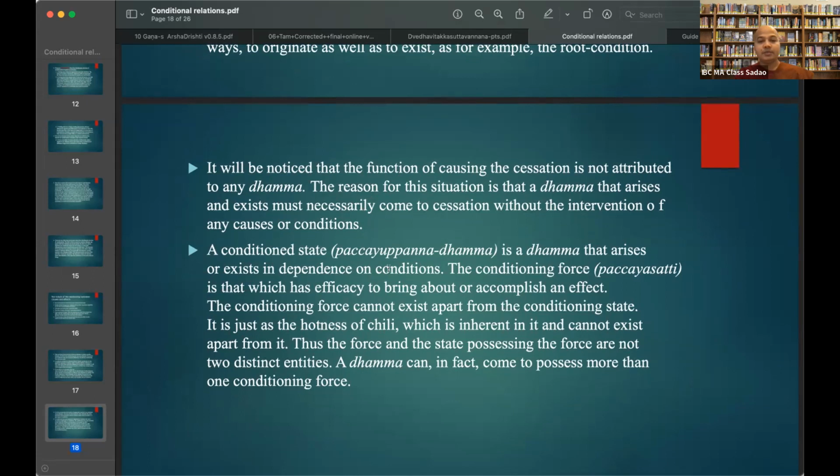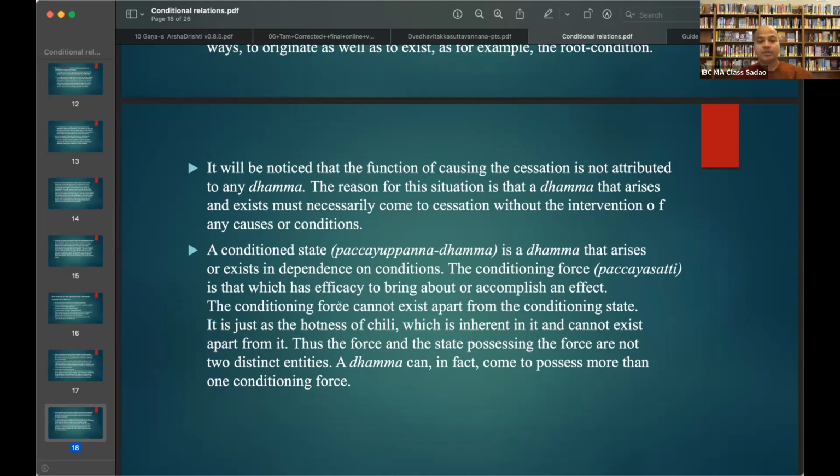A conditioned state, paccayuppanna dhamma, is a dhamma that arises or exists in dependence on condition. The conditioning force, paccaya sati, is that which has efficacy to bring about or accomplish an effect. The conditioning force cannot exist apart from the conditioning state. It is just as the hotness of chili, which is inherent in it and cannot exist apart from it. So it is just recognizing the aspect of force in the conditioned state, that's all, just like recognizing the aspect of hotness in chili. Thus, the force and the state possessing the force are not two distinct entities.